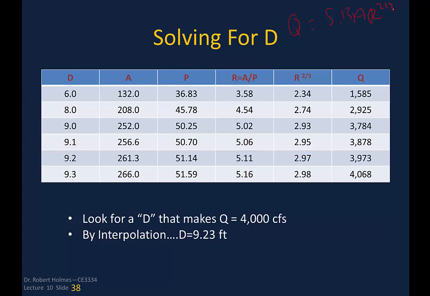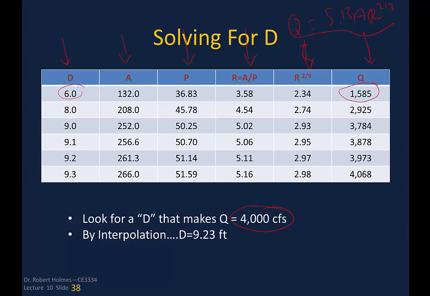And I'm going to basically guess a value for the depth. And then I'm going to calculate the area, the wetted perimeter, hydraulic radius, and then I'll take it to the 2/3 power. And then ultimately from this equation here, I'm going to calculate the Q. If the Q that I calculate matches my 4,000 CFS, then I'm done. And I've guessed correctly, and that's going to be the value for the normal depth.